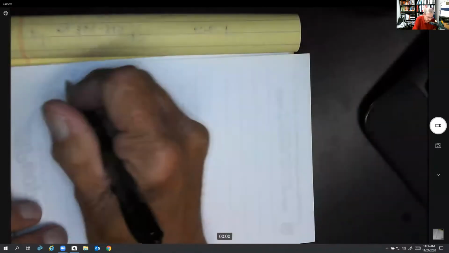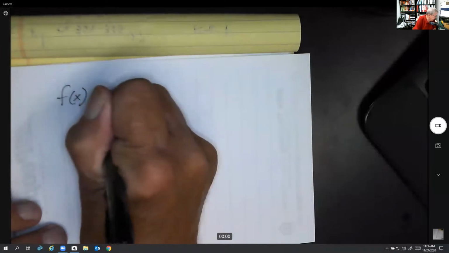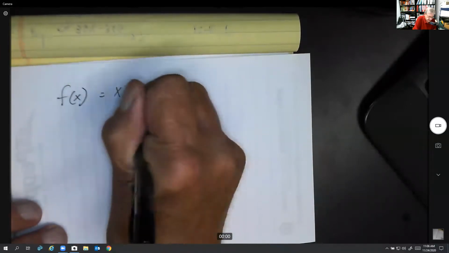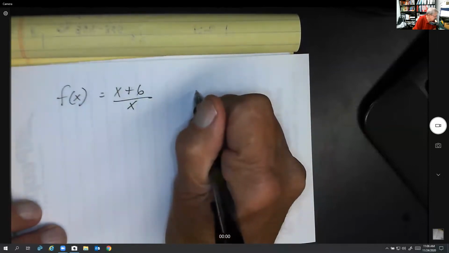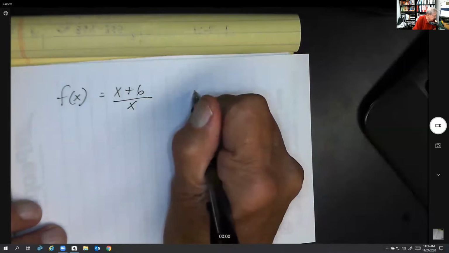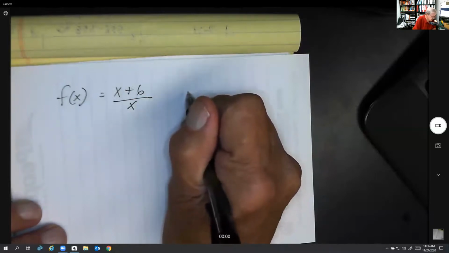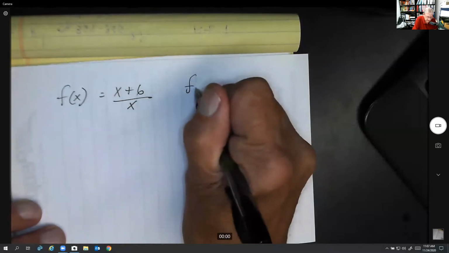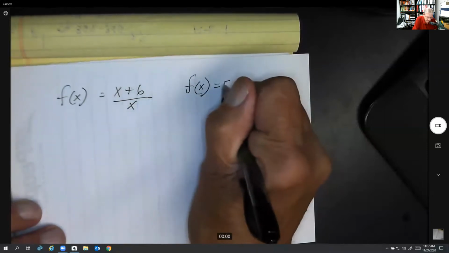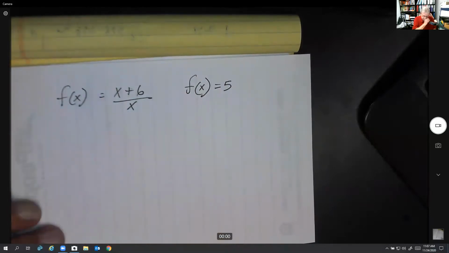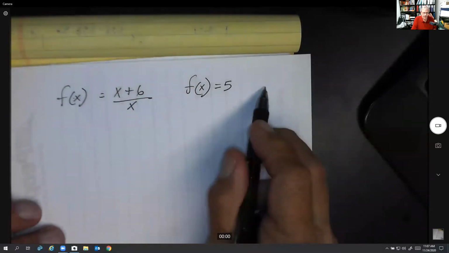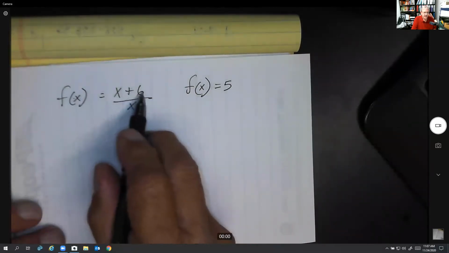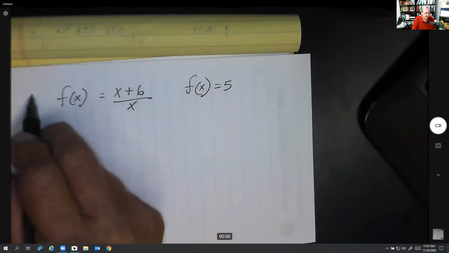Okay. We got one more here. Let's see if we can figure this out. It says, given that function of x equals x plus 6 over x, find all the values for x. Find all values of x for which function of x equals 5. Well, what they're saying is that they want this answer, function of x equals 5. They want this problem to equal 5. That's what they're saying. This problem should equal function of x, and function of x is 5.